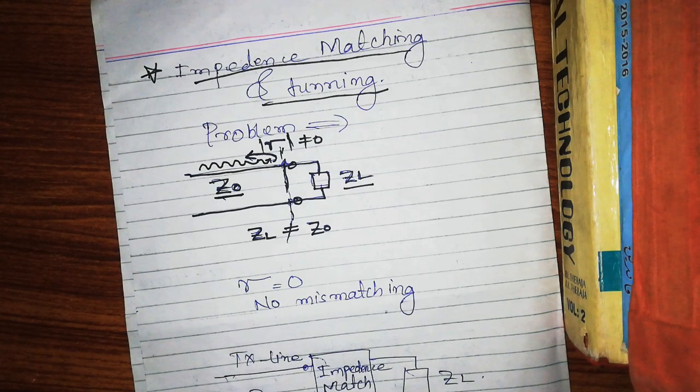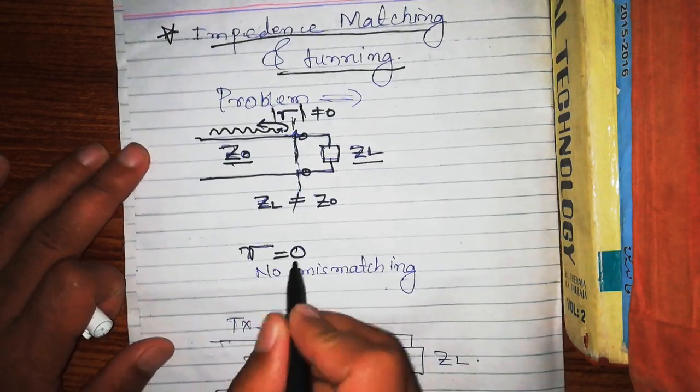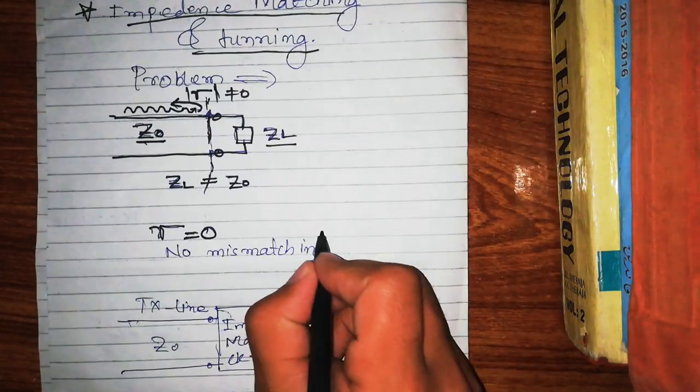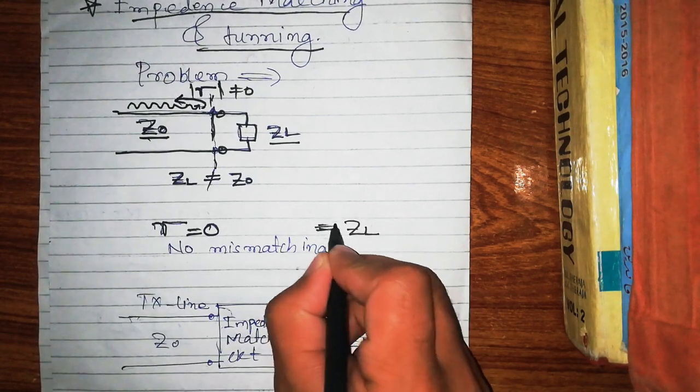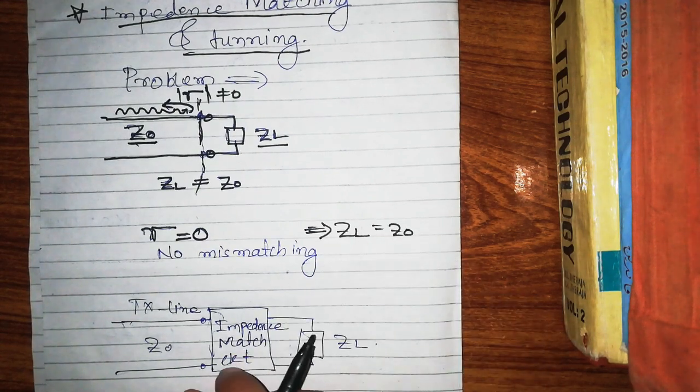What is our target? What is our objective? Our objective is to transmit the power fully from source to load without any reflection. How can we avoid this reflection? It means no reflection, you have reflection coefficient 0. It means that your load is now matched to the transmission line. It means that ZL now became equal to Z0. There is no longer mismatching.